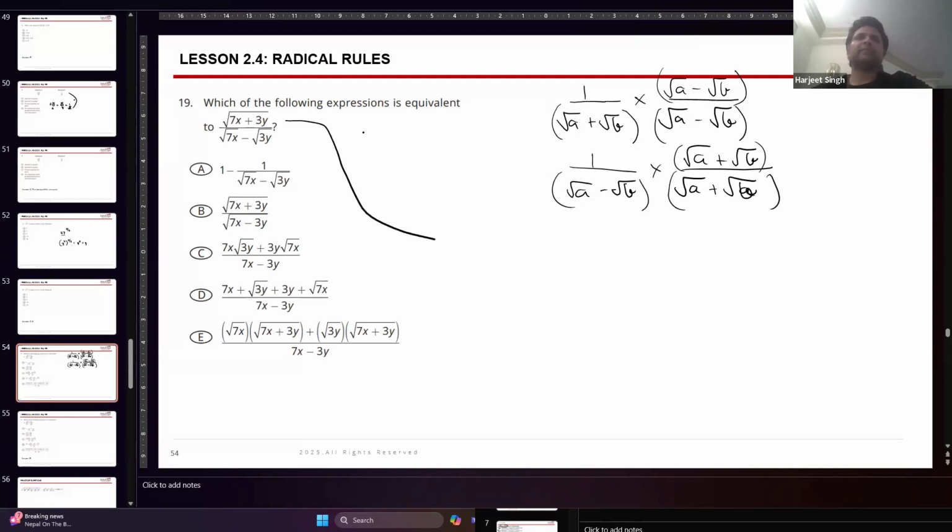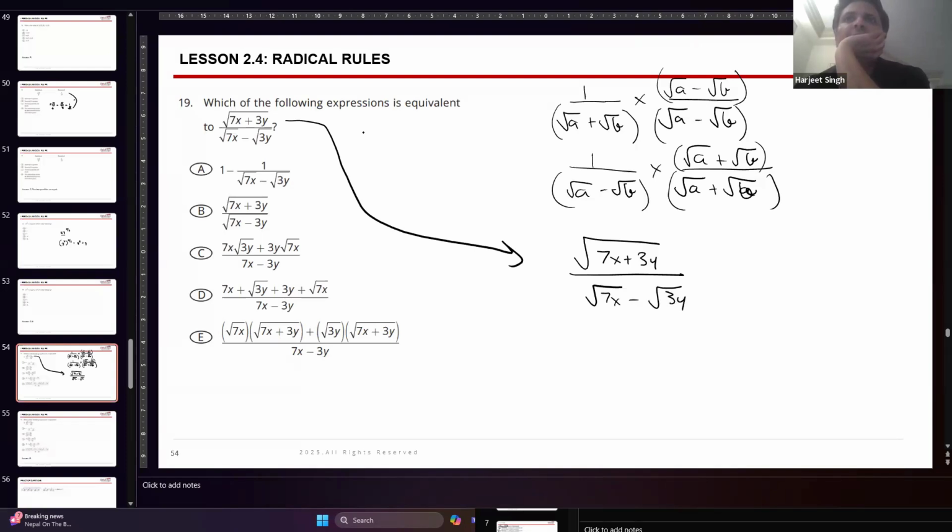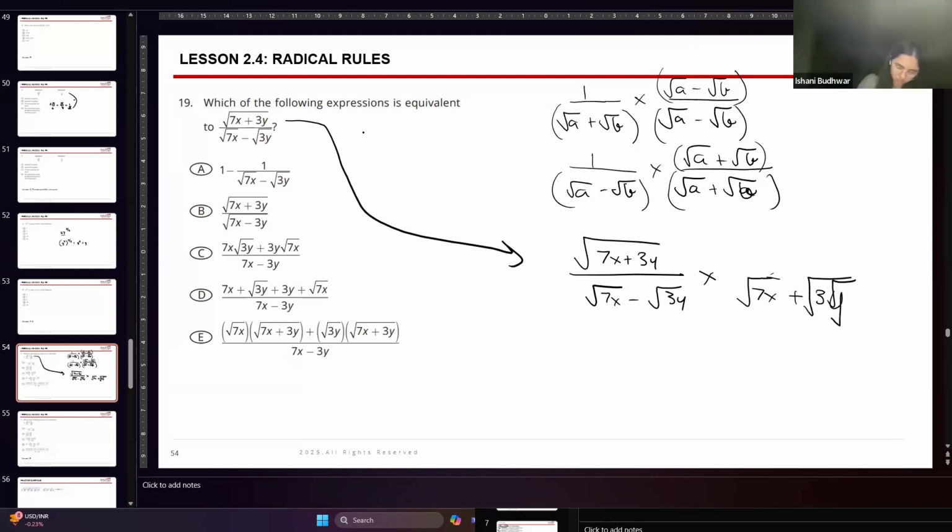Which means this can be solved as numerator root of 7x plus 3y divided by root 7x minus root 3y. Can I say I can multiply by the complement of this? Yeah, the complement is with a plus inside.